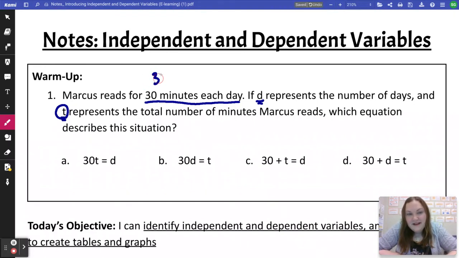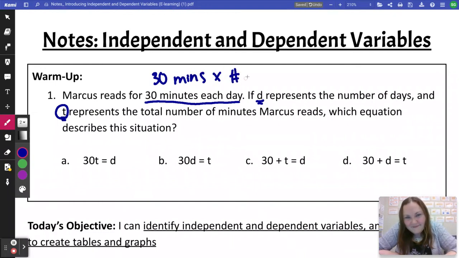Specifically, I would be multiplying those 30 minutes times the number of days he reads. So for example, if he reads 4 days, I would want to multiply that 30 minutes per day times those 4 days. That would end up giving me that total time he's read.